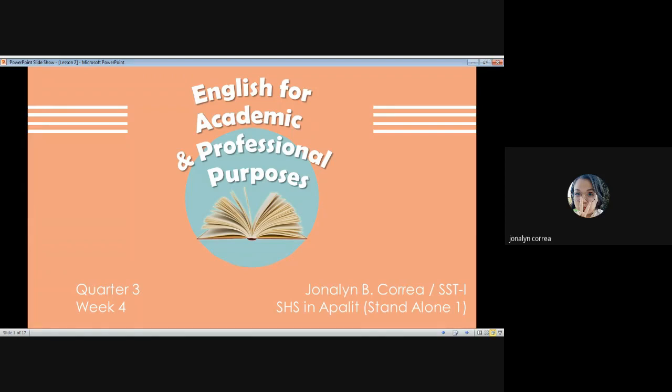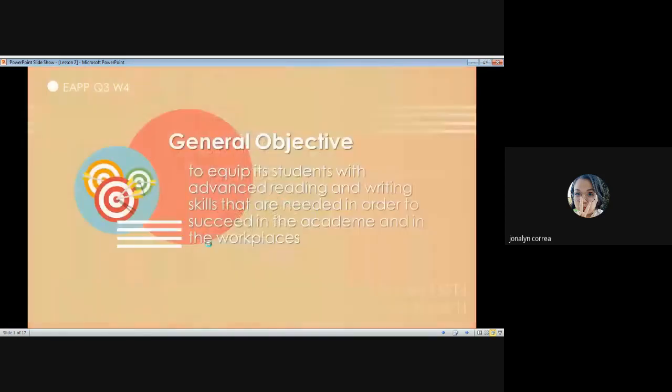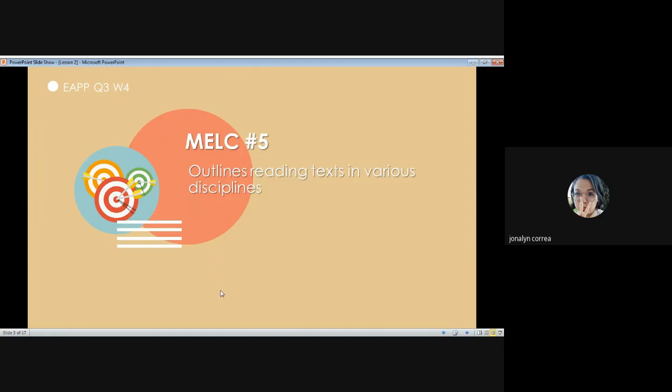With the general objective of this subject, to equip its students with advanced reading and writing skills that are needed in order to succeed in the academe and the workplace. So we have the fifth most essential learning competency, which is outlines reading text in various disciplines.